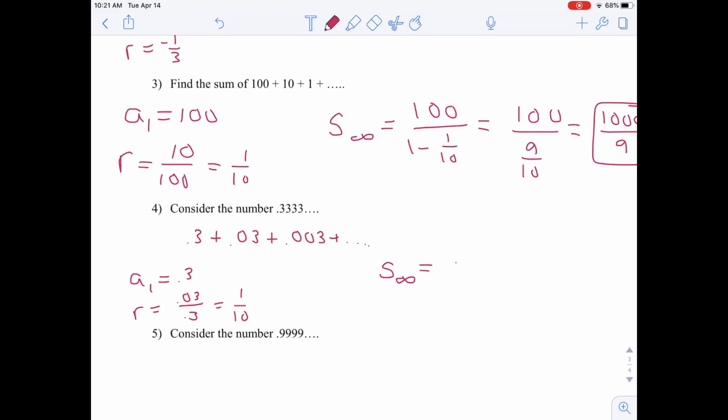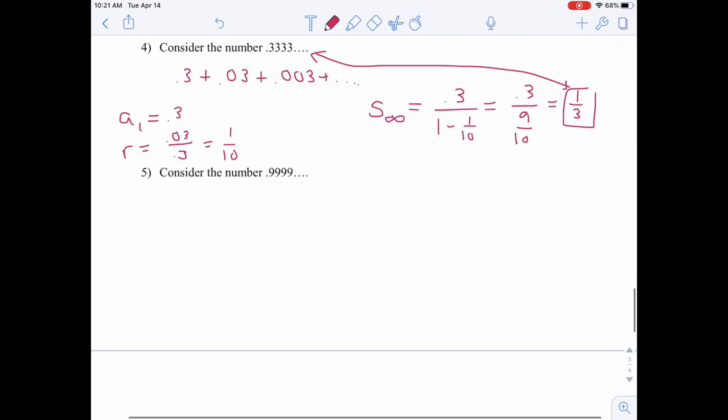So if we sum this sequence, first term over 1 minus r, okay, get 0.3 over 9/10. If I multiply the reciprocal, 0.3 times 10 is 3, and 3 divided by 9 would sum to 1/3. Well, and that's where we get the idea that 0.3 repeating is the same as 1/3. Now you try 0.999, pause it, and then come back and watch the end of it.